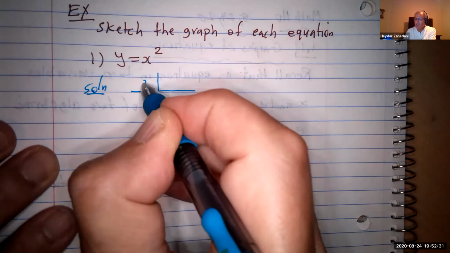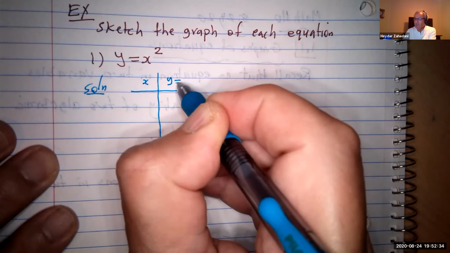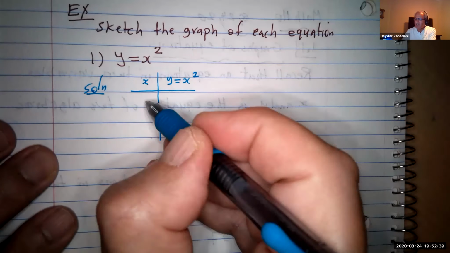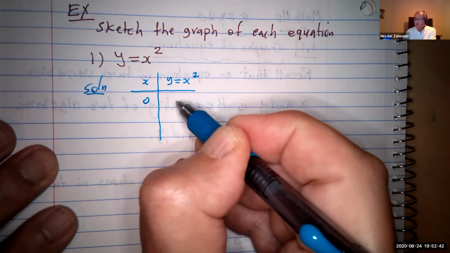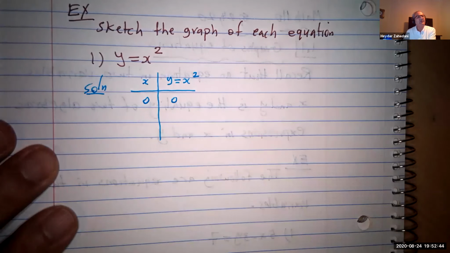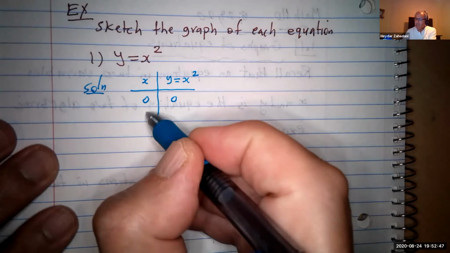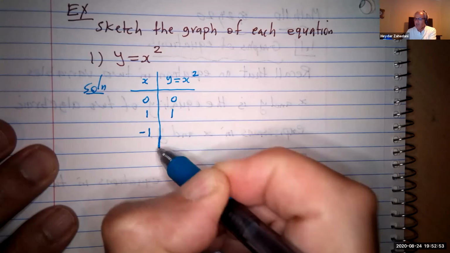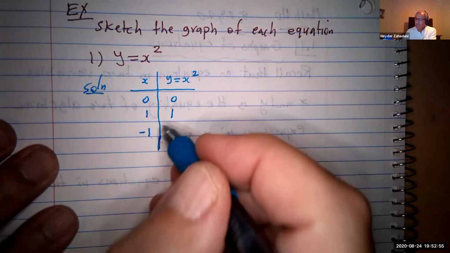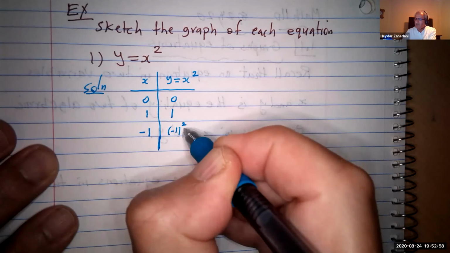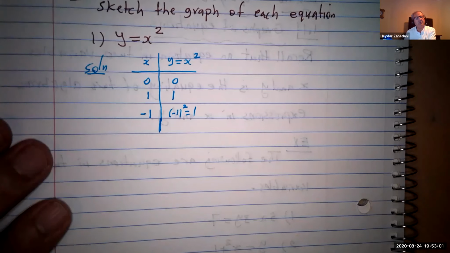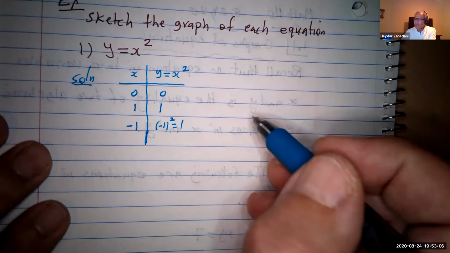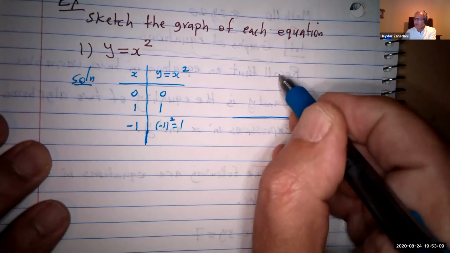So the solution is we collect the points. This is x, and this is y equal to x squared. Collect some nice points: start with 0, which gives you 0 squared, which is 0. Then start with 1, which gives you 1 again. If you start with -1, that gives you (-1) squared, which is 1 again. You can continue to collect more points, but this is familiar, so we can graph it right away.